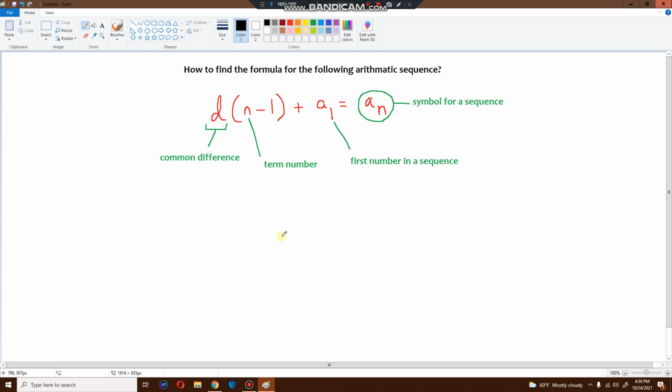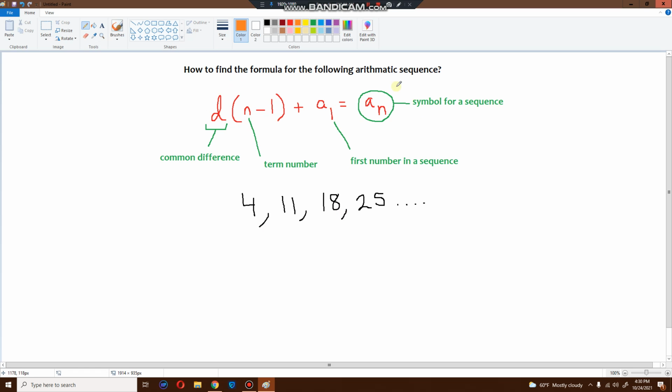Okay, let's see. Let's try, how about something straightforward? We have the number 4, we have the number 11, we've got 18, and we've got 25, and so on and so on. As you can see, this is an example of a sequence. And I'll tell you right now that this is an arithmetic sequence. And I'll show you how that works. So take a look.